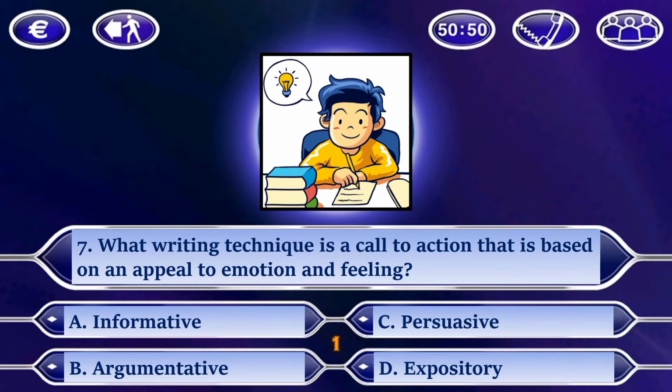Number 7. What writing technique is a call to action that is based on an appeal to emotion and feeling? Is it A. Informative, B. Argumentative, C. Persuasive, or D. Expository? Answer is C. Persuasive.